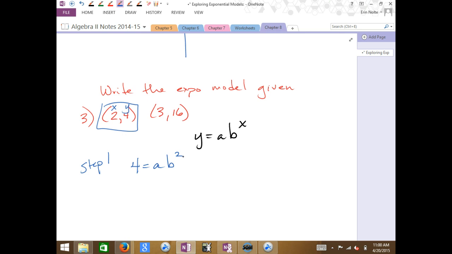How do I get rid of the b squared? You can't square root. You can square root it. The a is not squared. You divide by it. We're solving for a, not b. So all we're going to do is start by dividing by b squared. Everybody agree that a is equal to 4 divided by b squared? Okay, so that was the first step.